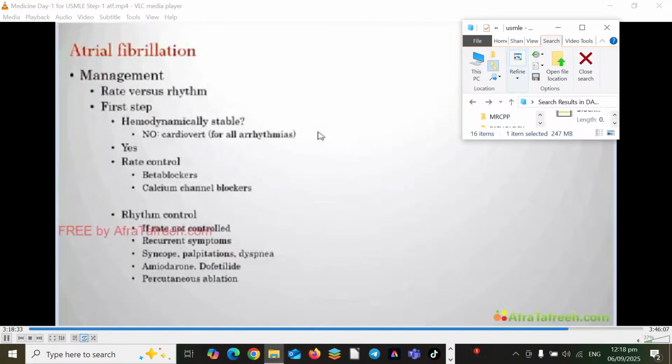So the rate control drugs of choice would be beta blockers and calcium channel blockers, and rhythm control is amiodarone and dofetilide. At your level, you should not be much concerned about which drug is used or how it is selected. It is more about the pathophysiology which you are targeting, rather than remembering what the specific drugs are. Because as you move ahead, you will understand why and what is being used. What you need to understand is what is basically going wrong.